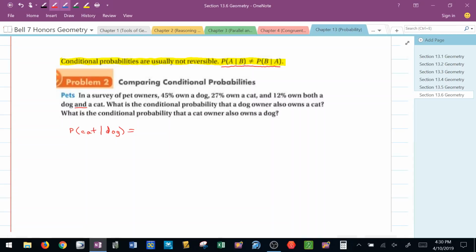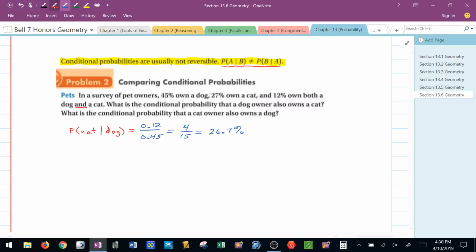So to figure this out, we're going to take the probability of cat and dog, or dog and cat, which means the same thing, which would be 12%, divided by the probability of, because of how it was asked, a dog, which would be 0.45. If I simplify this, it would be 4 over 15. Or if I wanted to change it to a percent, this would be 26.7%. So 26.7% of the people that own a dog also own a cat.